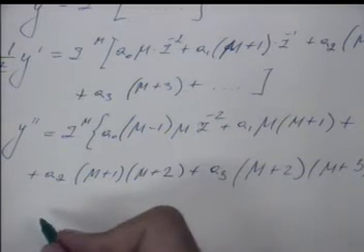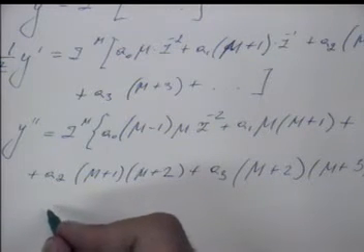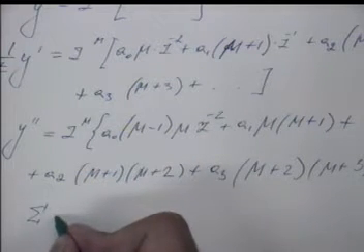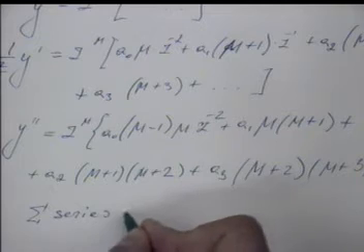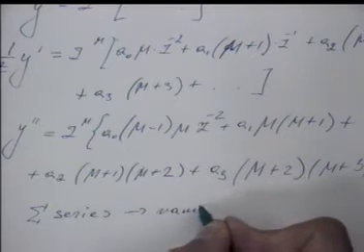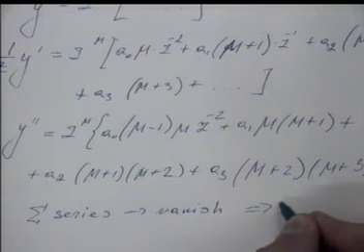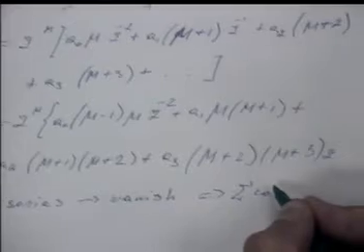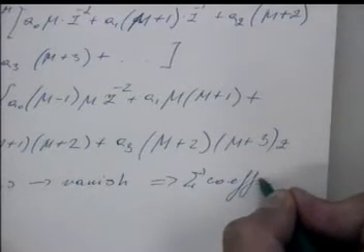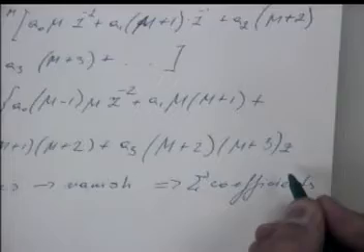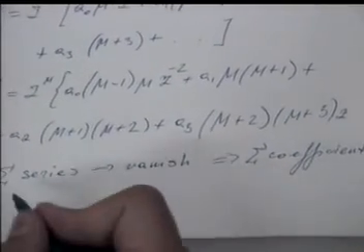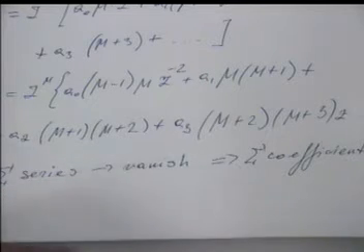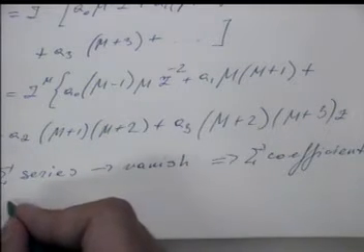So by definition, when the sum of the three series vanishes, it means the sum of the coefficients of the same powers of z will vanish also.